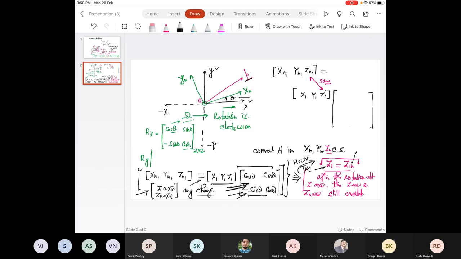So what we do, the first row comes out to be cos theta, sine theta. Now, minus sine theta and cos theta. Just see, when you are going to obtain xn1, in xn1 there is only a component of x1 and y1. It means there is no z component, so you need to write 0, 0. Similarly over here, no z component, you need to write 0, 0. zn1 is equal to z1, so it is 1. Okay. So we have derived the rotation matrix in 3D. It's a 3 cross 3 matrix.